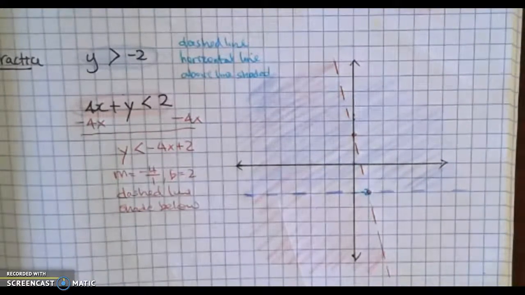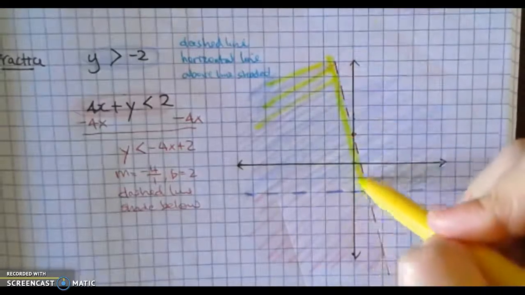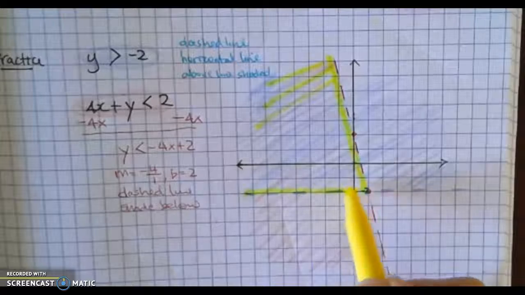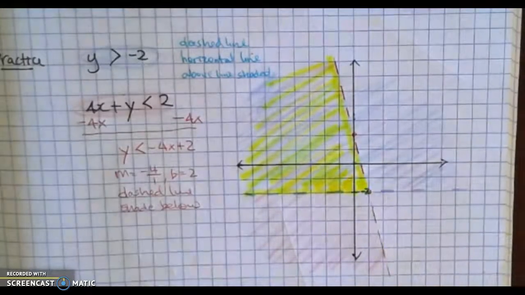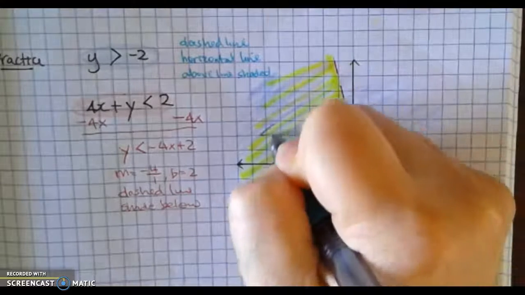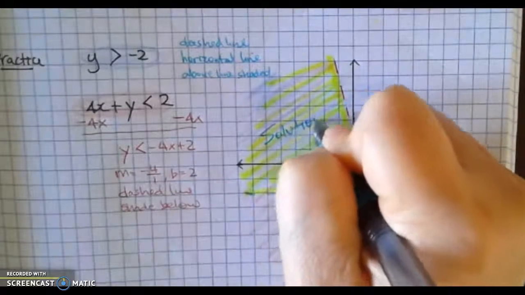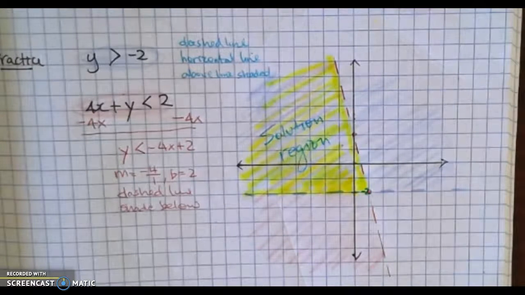Which means the overlapping region is really this one. Okay, so that is the solution. I have clearly indicated what the solution is. This is my solution area. Okay, all right, so this is the end of the video, and I hope you've had a chance to practice.